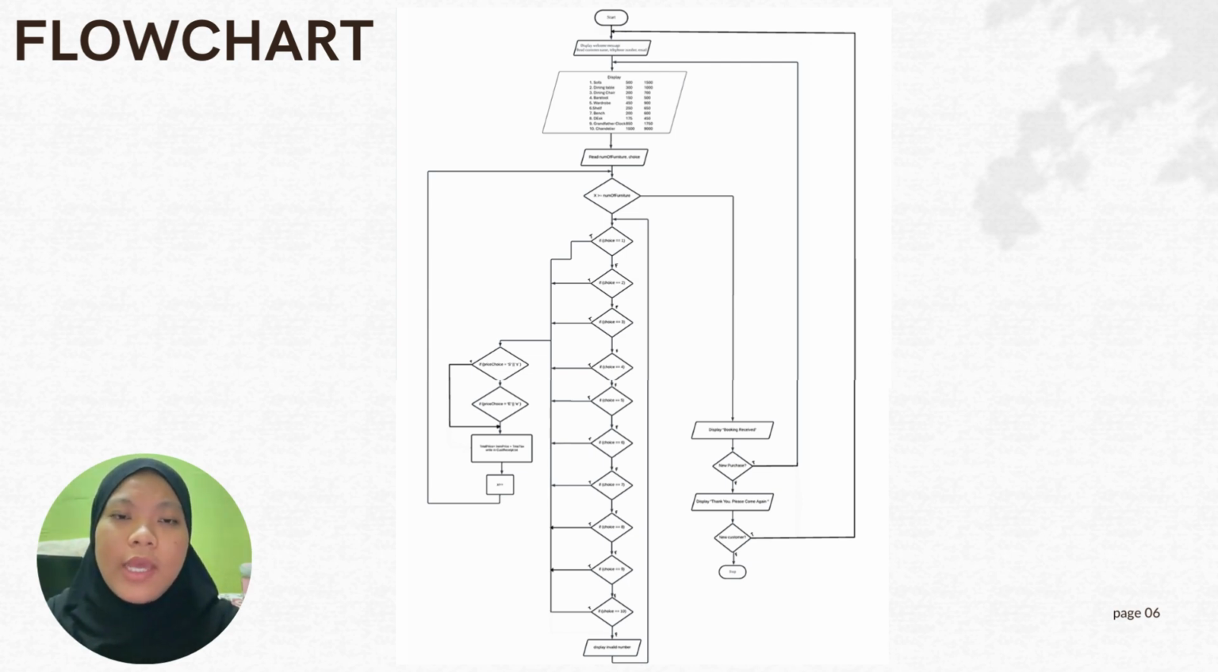Then, if the choice that has been made is true, the coding will ask the customer about the desired size, whether it's standard or exclusive. After that, it will calculate the total price and store it in the customer receipt file. Then, it will display the booking receipt. The coding will ask if the user wants to make a new purchase, and if it's a yes, this coding will repeat the same steps from displaying the furniture menu. If not, it will display thank you, please come again.